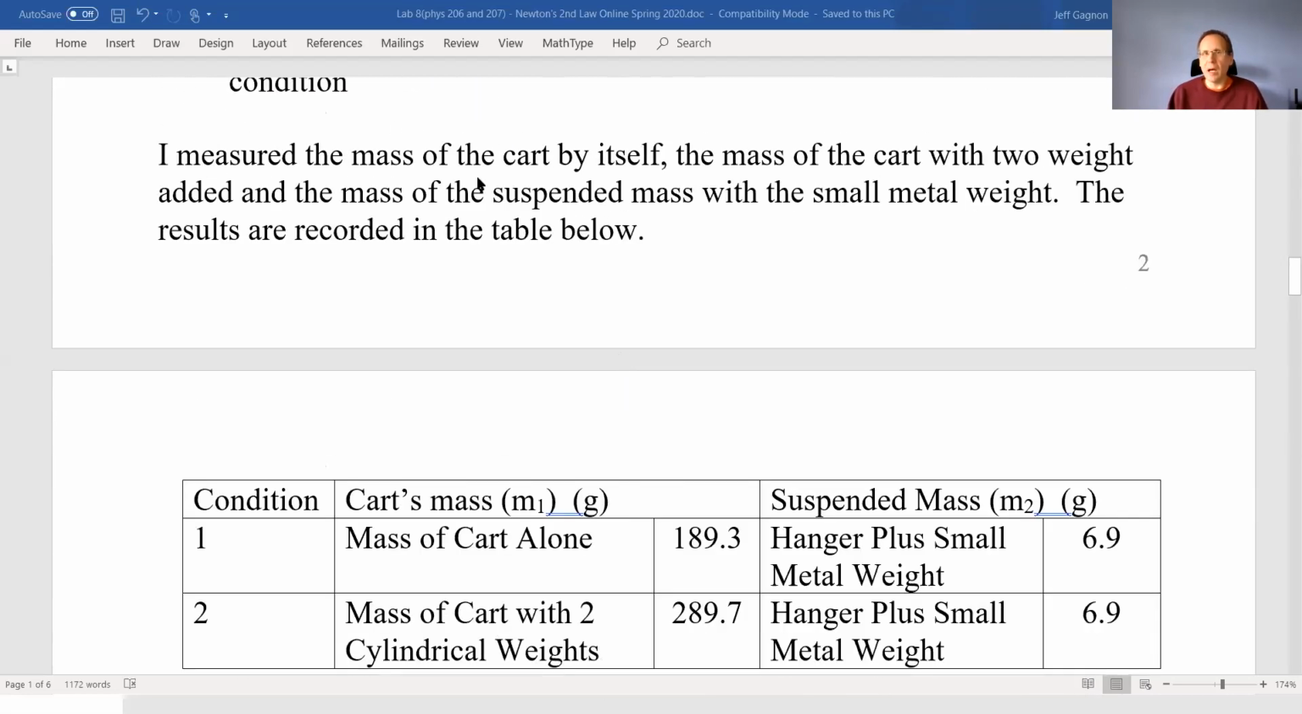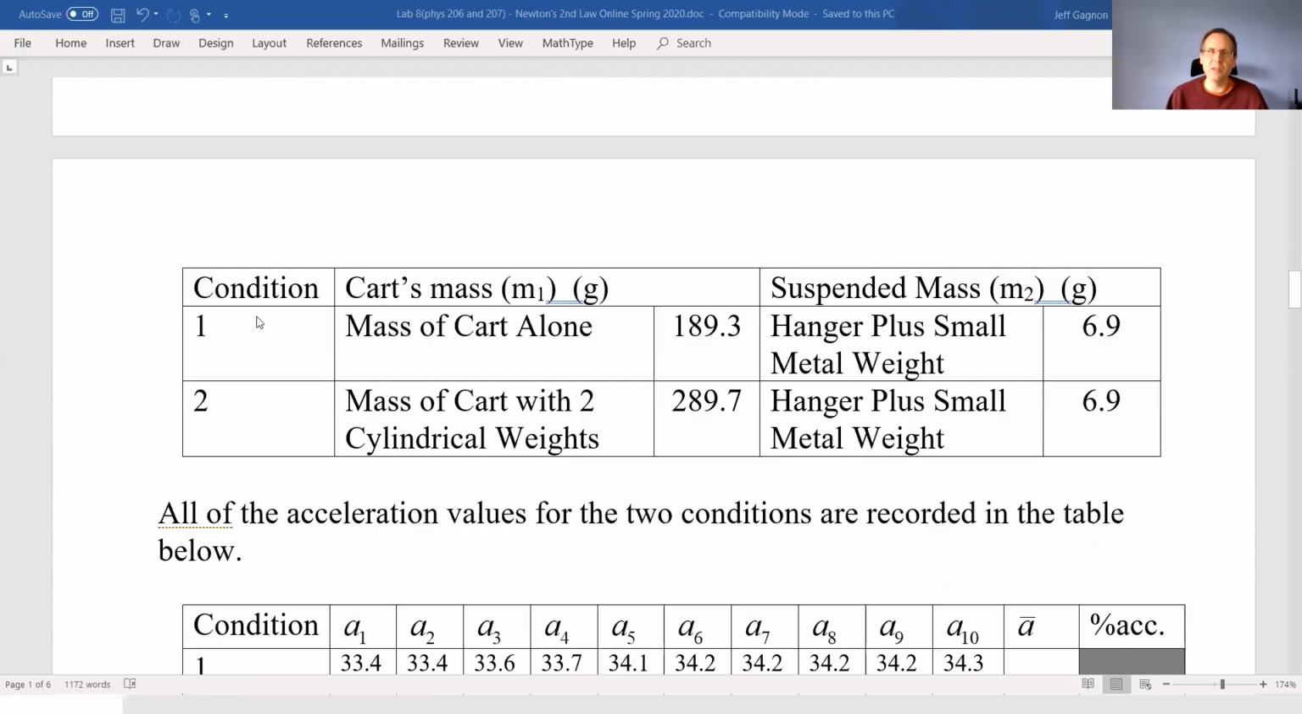I measured the masses. Now, for the first part of the experiment, there were two conditions. There was the mass of the cart by itself, and then we made it a little heavier, the second condition, by adding the two cylindrical weights. And again, you'll see that in the video. And for the suspended mass, that stayed the same for both of these conditions. It was just a hanger, like this little metal hanger, plus a small metal weight. Okay, and these are the masses, and they're in grams. We're going to use CGS units for everything in this particular part of the lab.